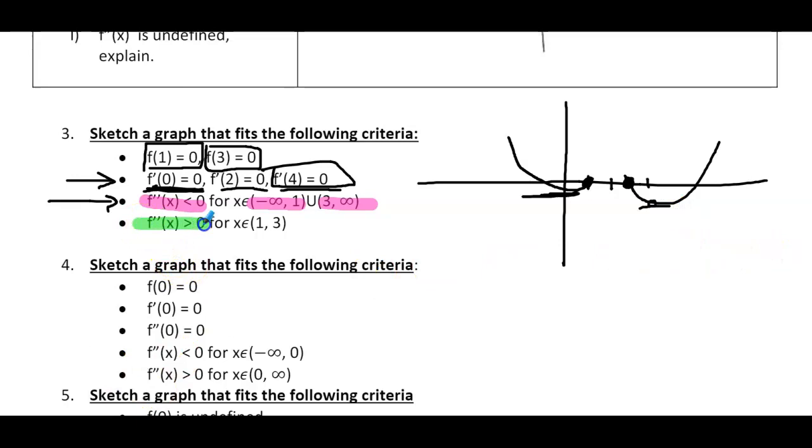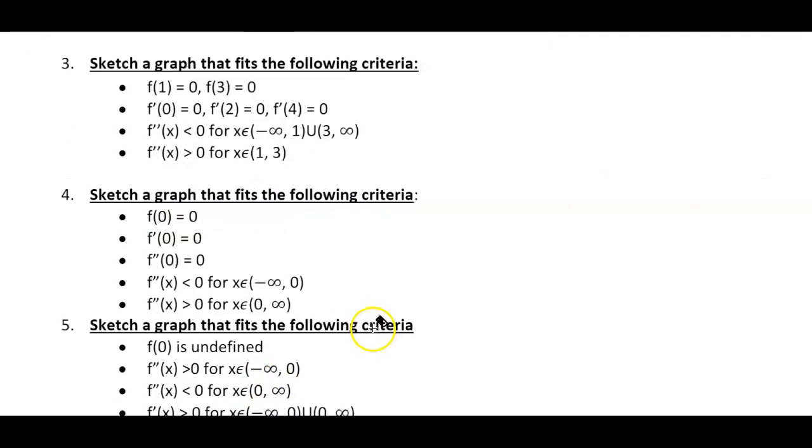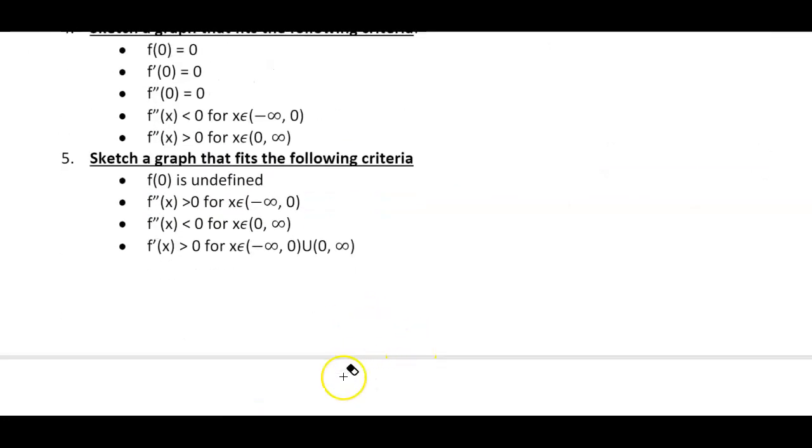I see here the second derivative is negative, so that means we're concave down between 1 and 3. And I also need to have a 0 slope at 2. So concave down with a 0 slope at 2. And that's what your graph would look like. All right, let's take a look at number 5.